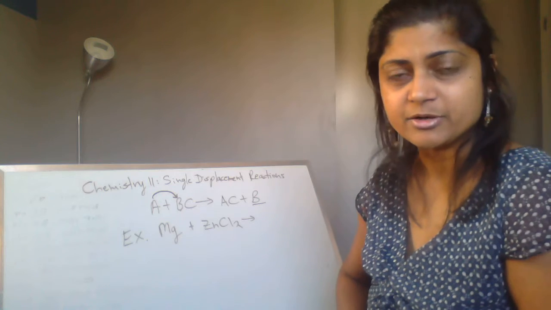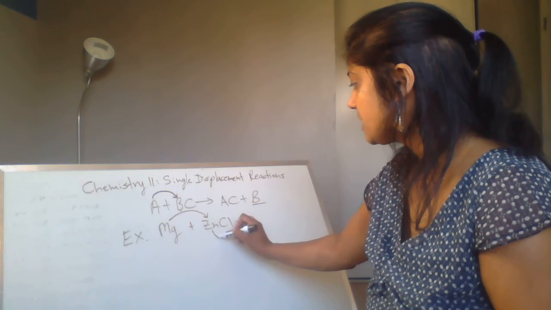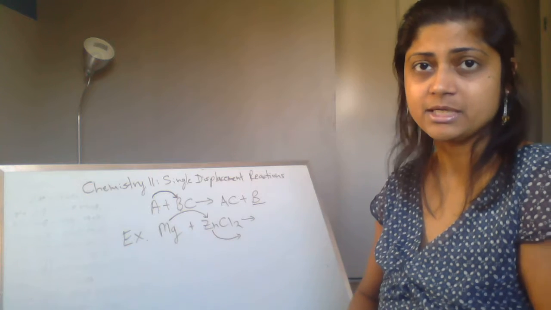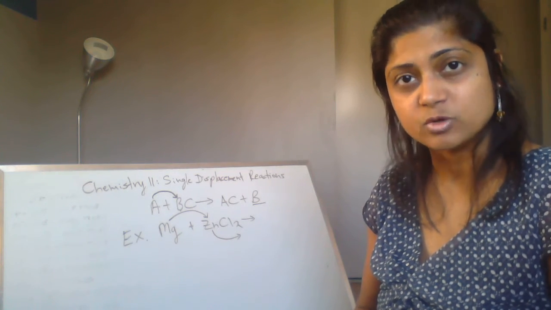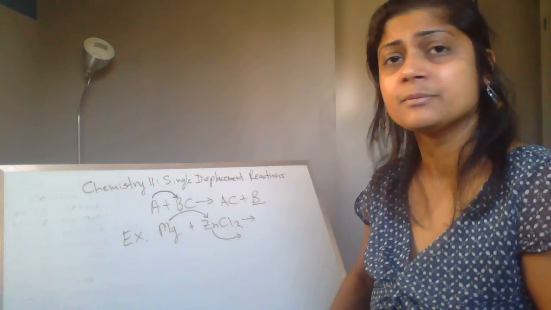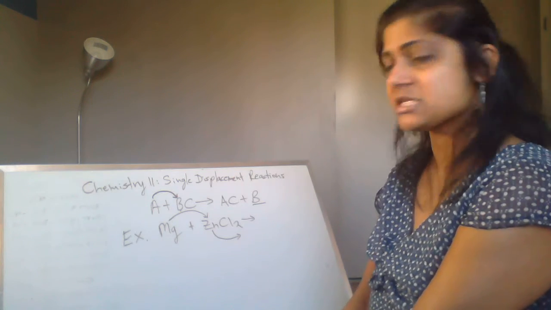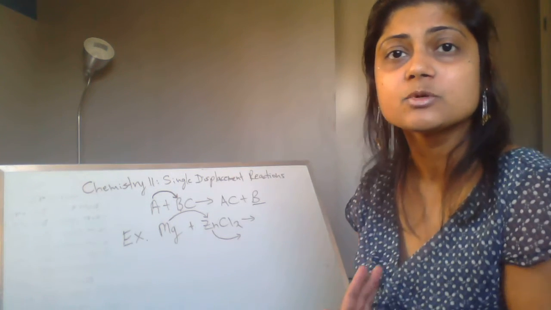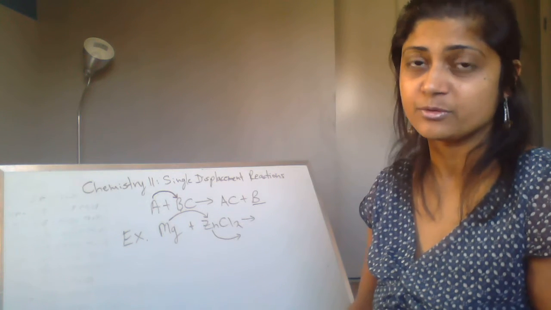So what's happening here is magnesium is supposed to come in and kick the zinc out, okay? So what you need to ask yourself is whether or not this reaction is going to occur. So there's something called the metal activity series, and I can check in the textbook, okay? All the textbooks actually have this. And what this table shows is how reactive one metal is compared to another, okay?